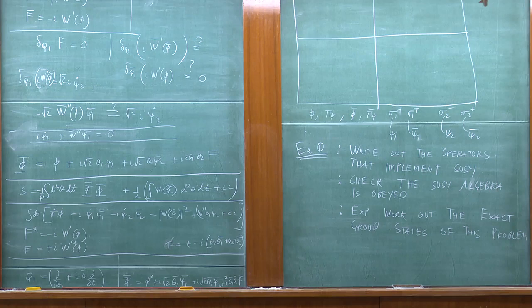Also D bar. Now D bar was a quantity that was for the expansion of the superfield.